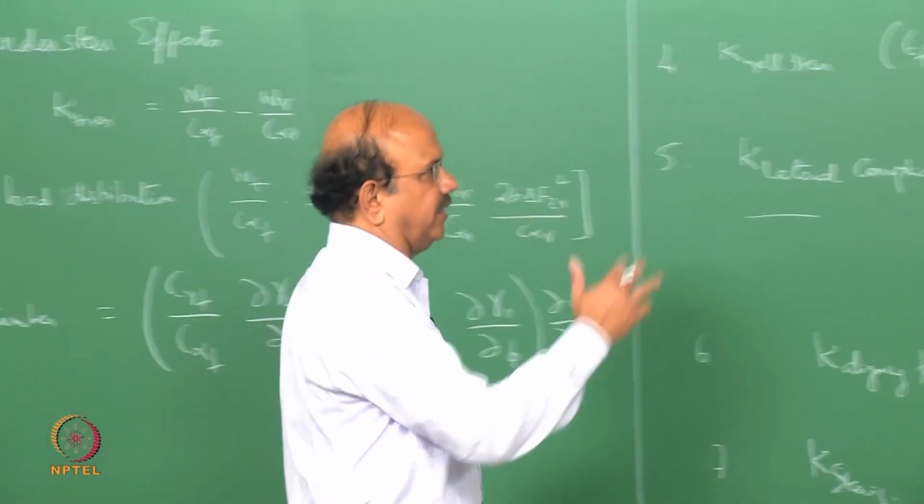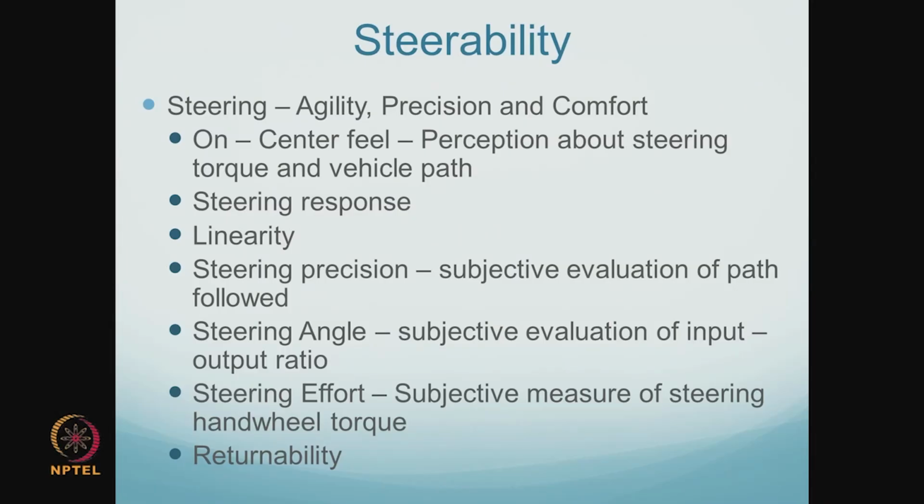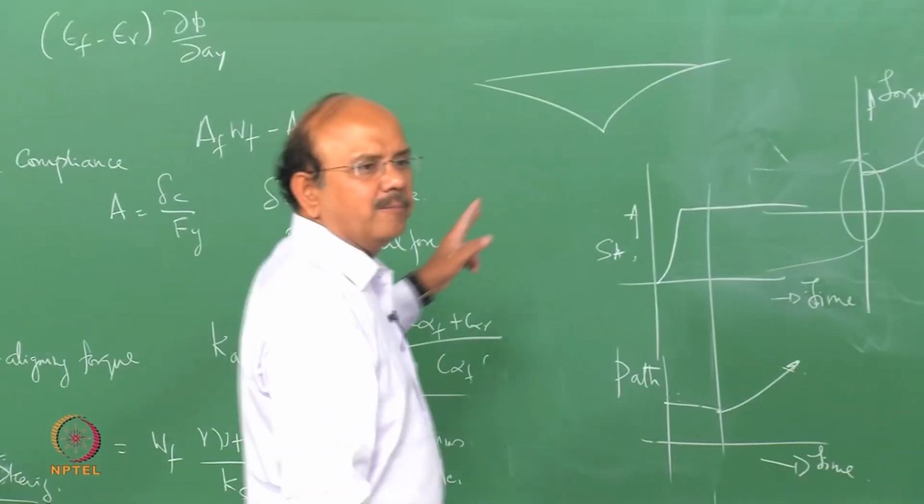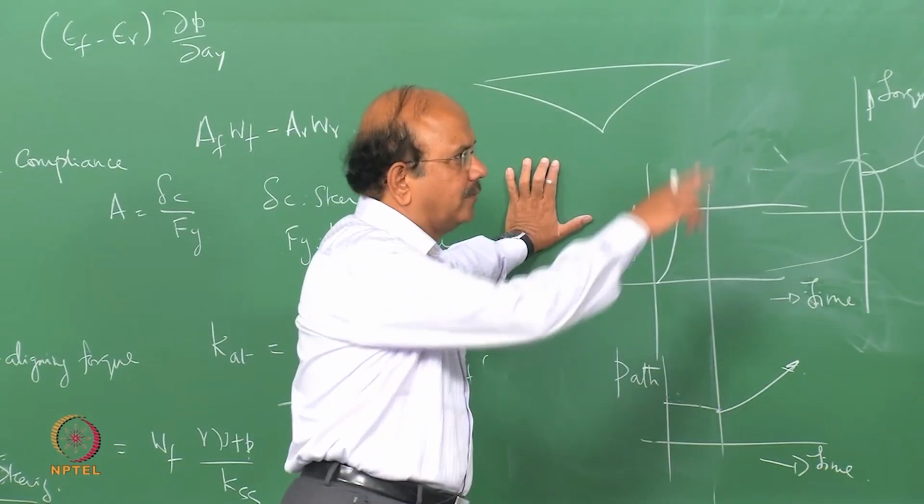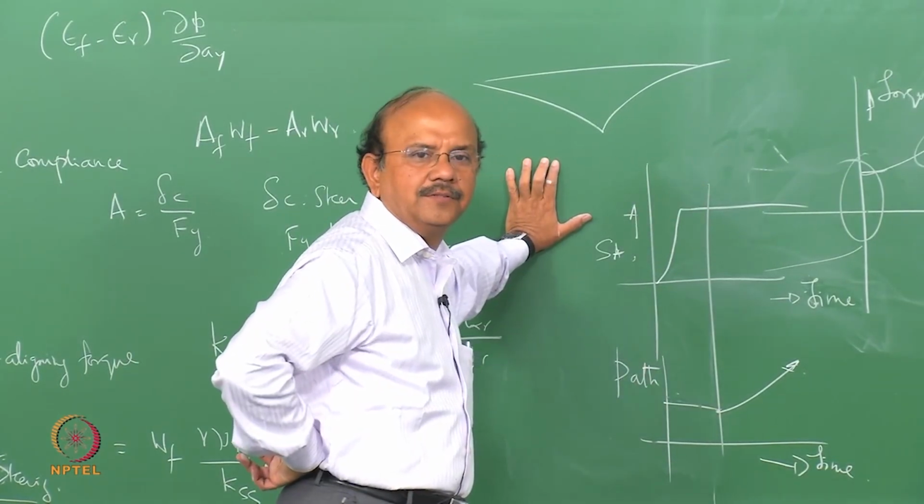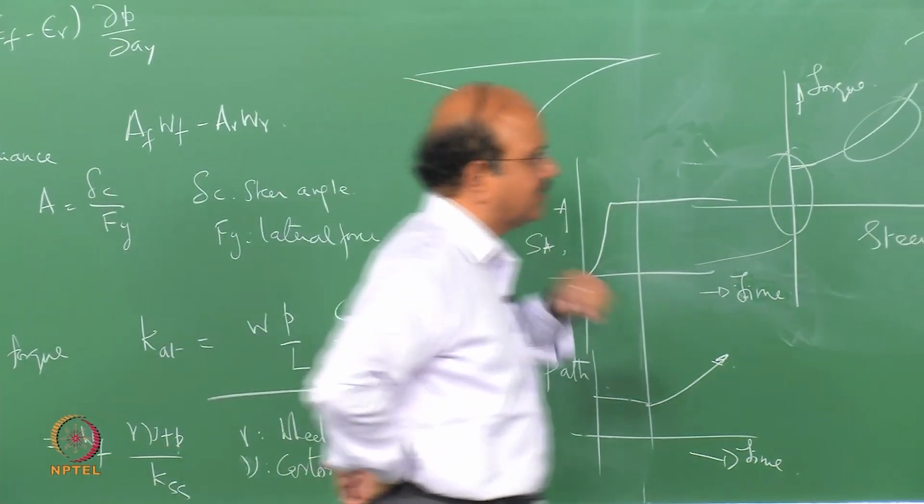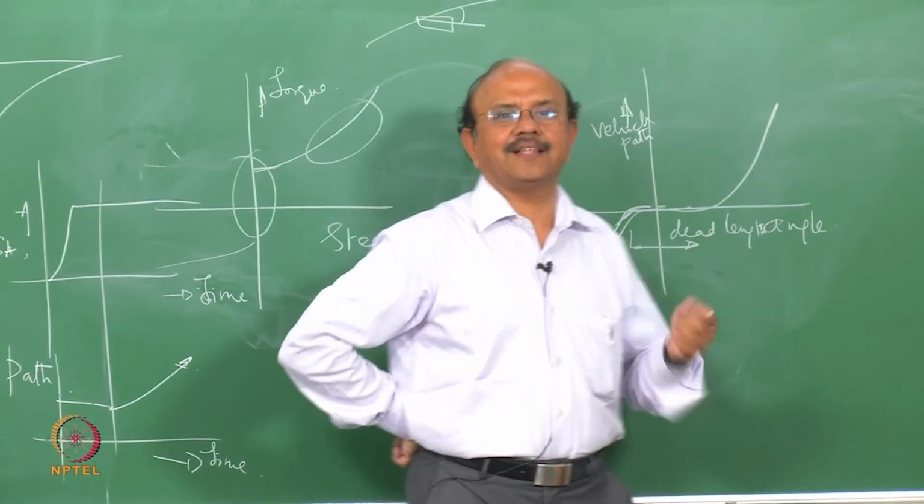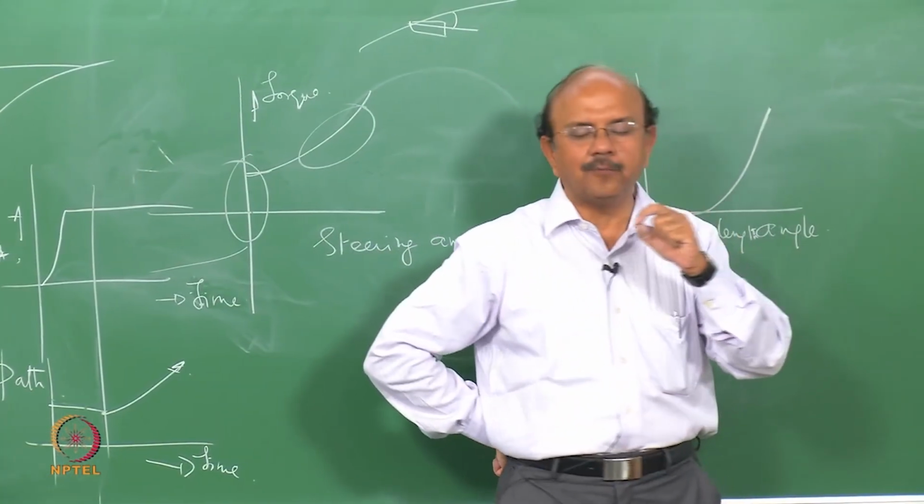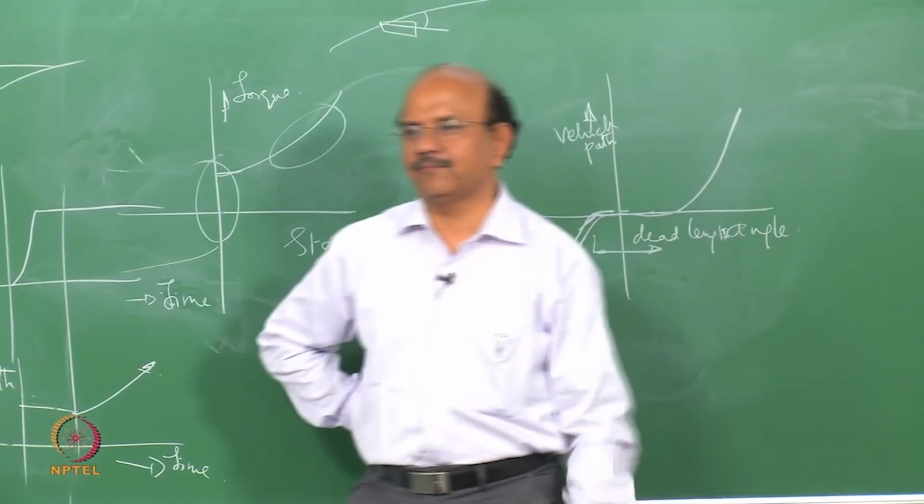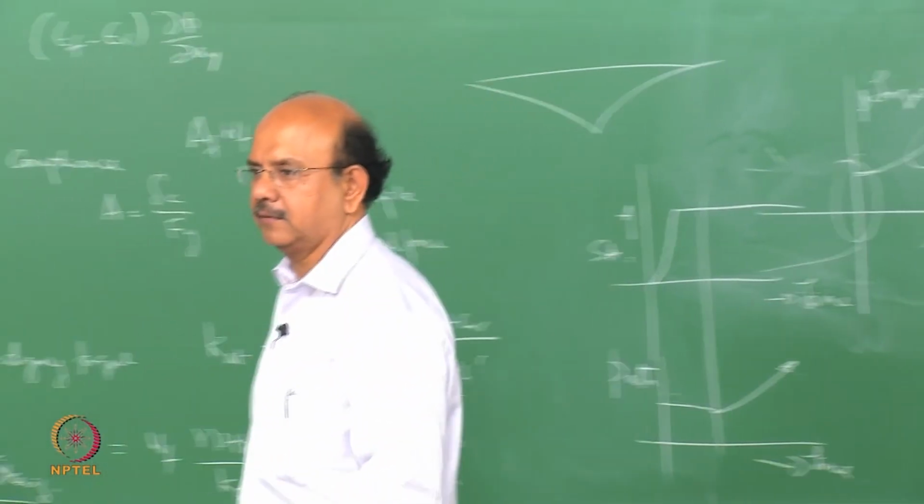Then we have three things: steering precision, steering angle, steering effort, all this followed by what is called returnability. So how do you test all these things? We will look at the three things. The name indicates what they are. So let's give you a test. Let's not become too technical. Let's say the returnability. What is returnability? Steering has to come back.